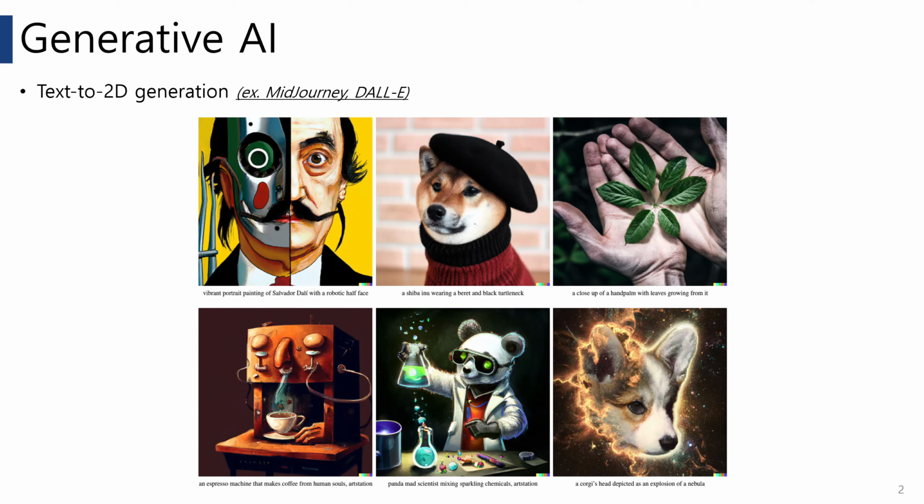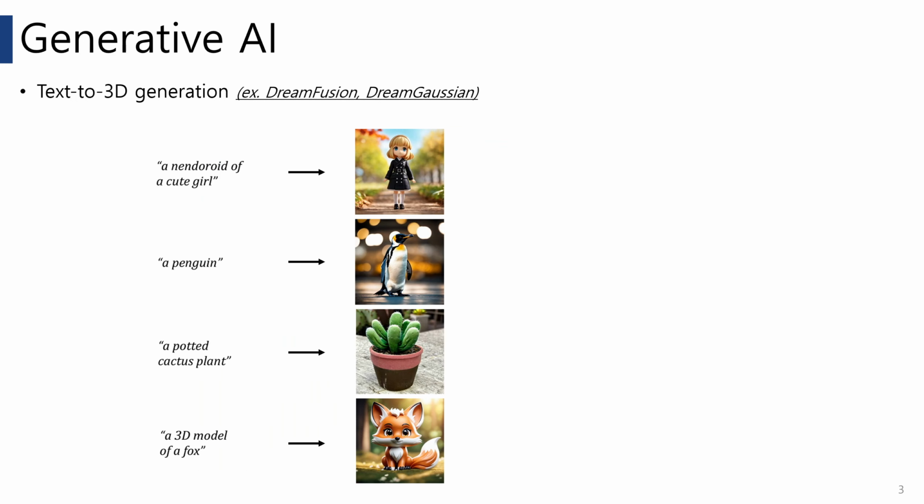Now, one of the most exciting advancements in AI recently is in the field of generative AI. For example, tools like Midjourney and DALL-E have achieved remarkable performance and even reached commercial success. These technologies are designed to automatically create images based on text prompts provided by users. We call this type of task text-to-2D generation. This text-to-2D generation has been researched so extensively that it can now produce results of commercial quality.